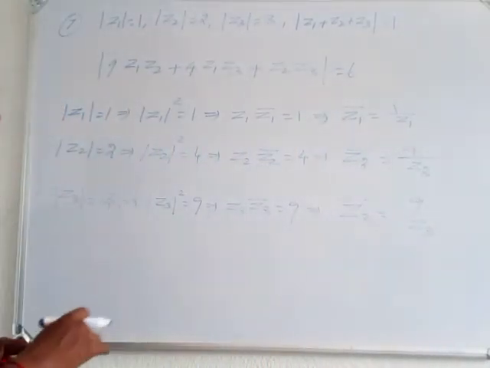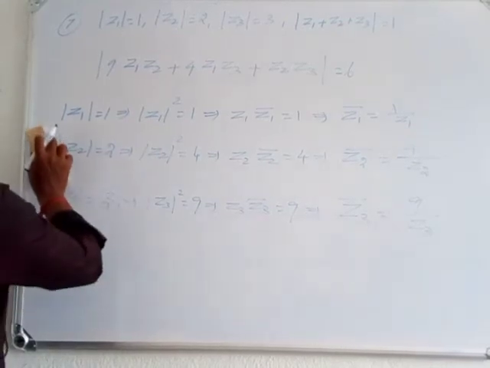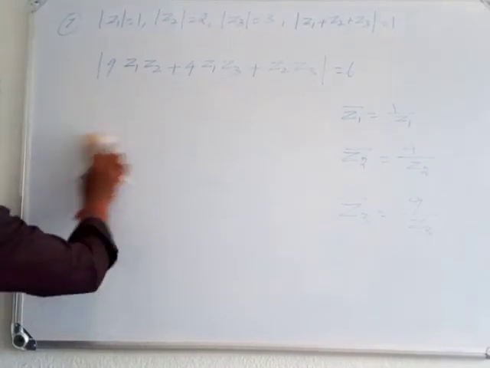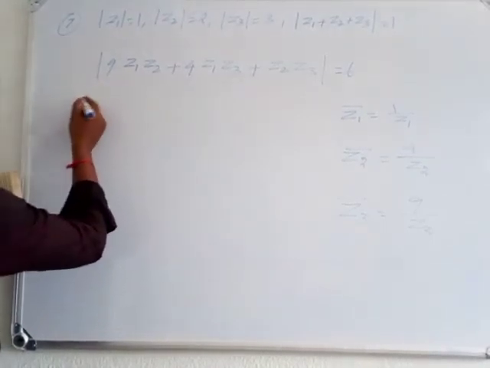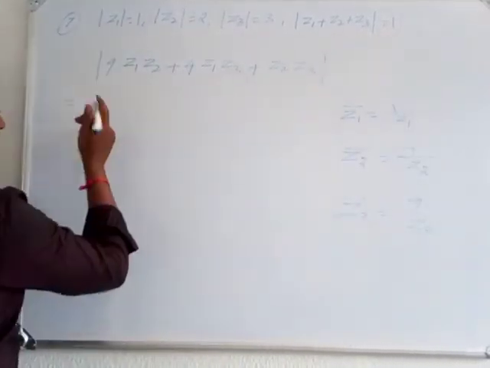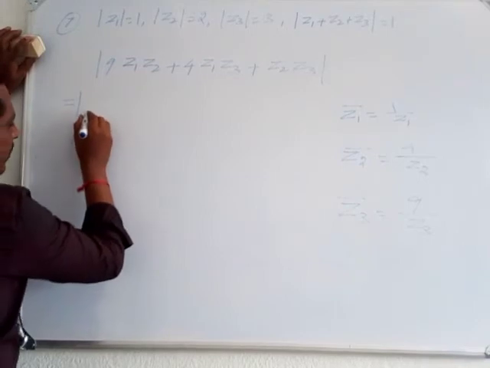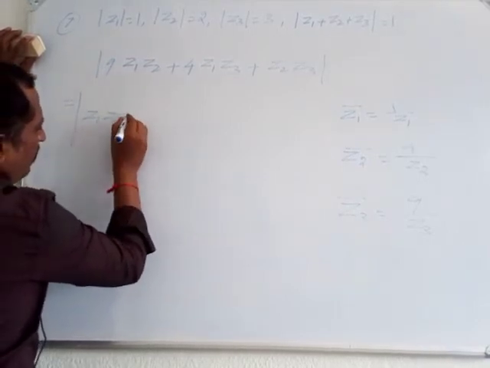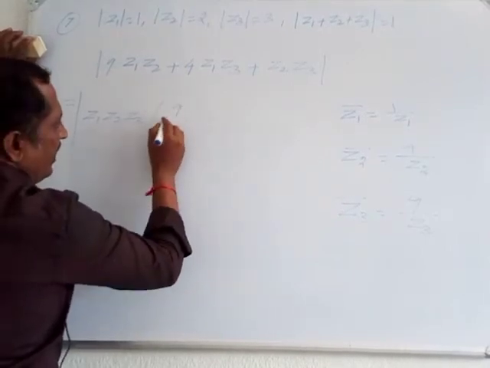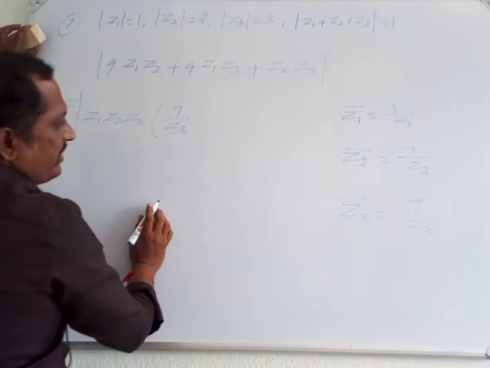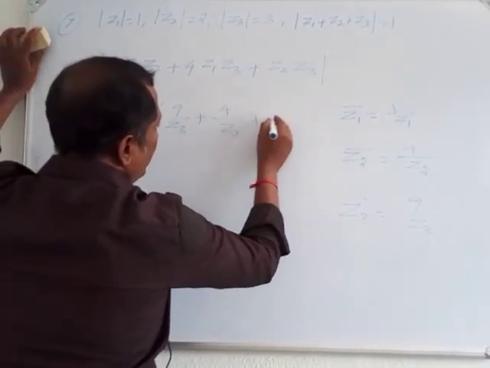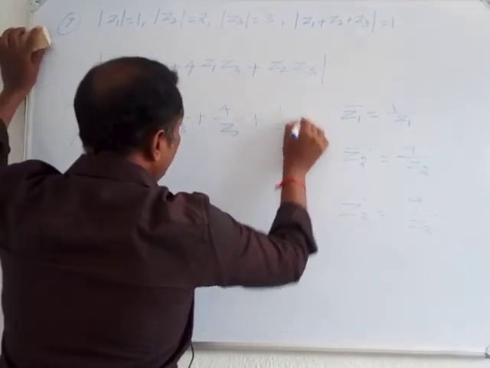Right. We get the three concepts. Next, we have to use them in the given value. How to prove this value is equal to 6? I have to take this one. So this can be written as modulus of z1, z2, z3 into 9 by z3 plus 4 by z2 plus 1 by z1.